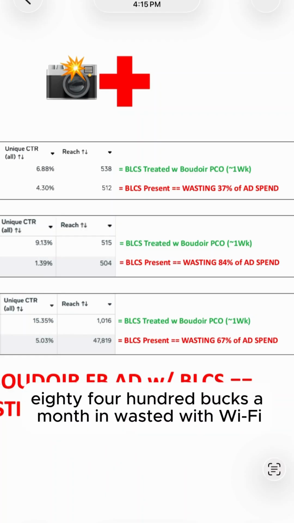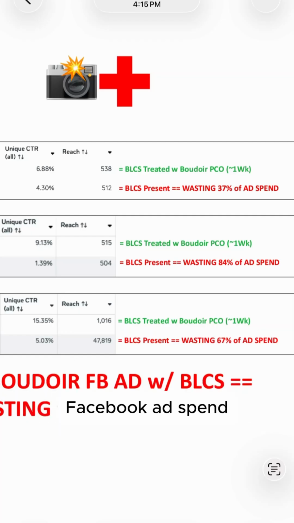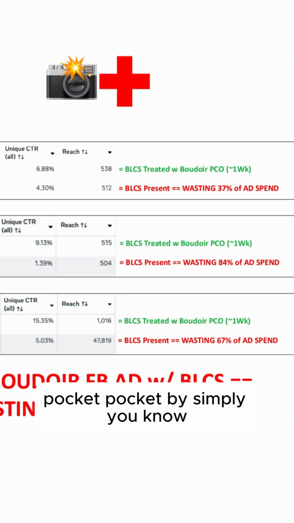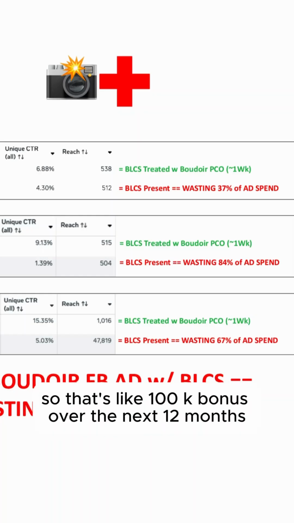So they eliminate $8,400 a month in wasted Boudoir Facebook ad spend, and they actually pocket that, literally $8,400 a month, by simply not spending it. So it's like a 100K bonus over the next 12 months.